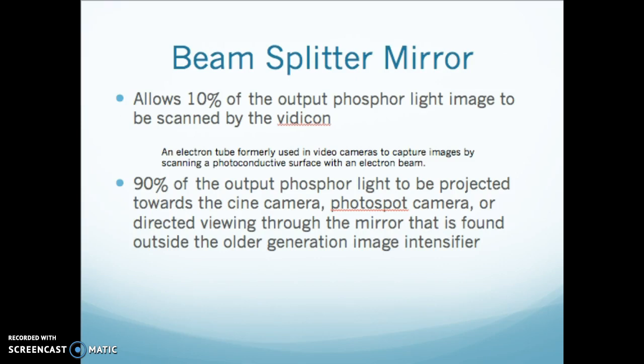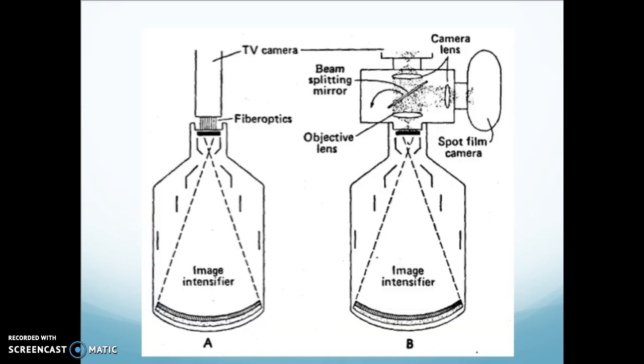So going next into the beam splitter mirror. In your syllabus, you'll see it follows along. It allows 10% of the output phosphor light image to be scanned by the Vidicon, and we're going to cover what that is next week, I believe. So 90% of the output phosphor light is projected towards the cine camera, the photospot camera, or directed viewing through a mirror that is found outside older generation image intensifiers.